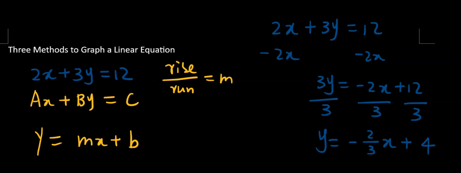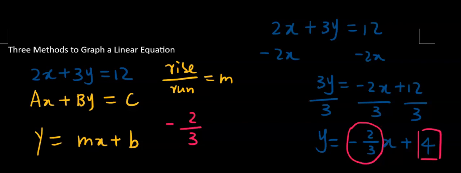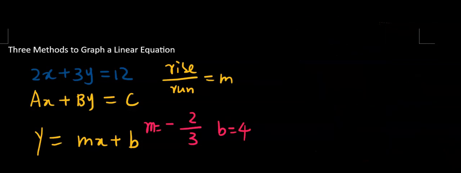Now, this gives us the slope. Slope is negative 2 over 3. And it gives us the y-intercept. Y-intercept is 4, so slope and y-intercept. Now we're going to erase here and make a graph.